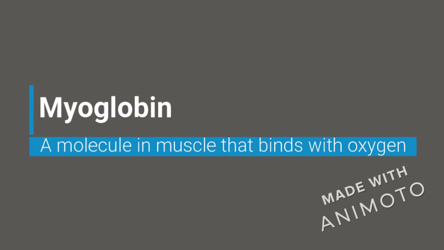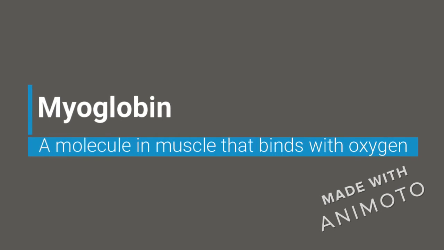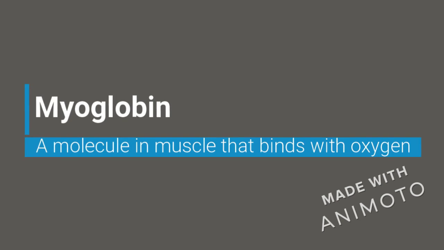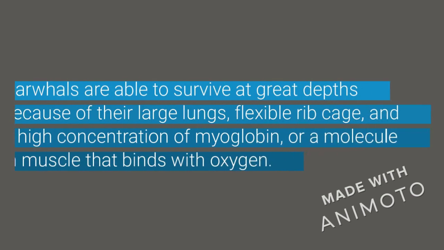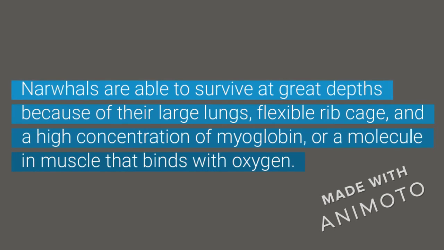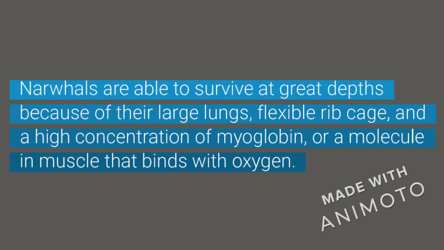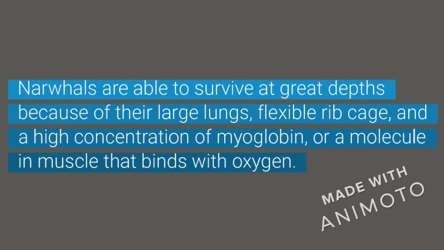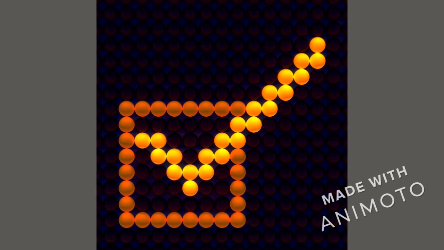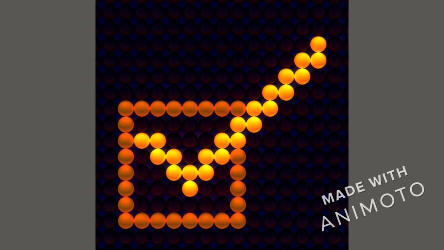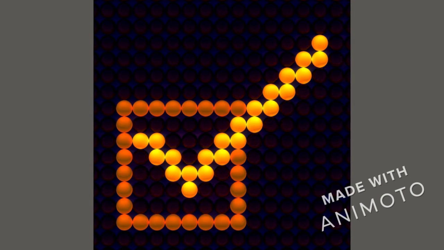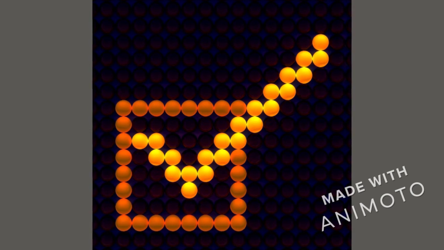So how can we let our readers know what this is without interrupting the flow of the sentence? Well, let's look at this sentence. This example reads, narwhals are able to survive at great depths because of their large lungs, flexible rib cage, and a high concentration of myoglobin, or a molecule in muscle that binds with oxygen. Now that we've successfully defined specific terms in our essay without interrupting the flow of the sentence, we're going to move on to figurative language.